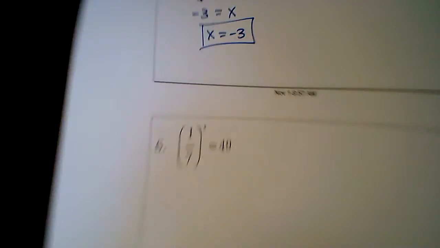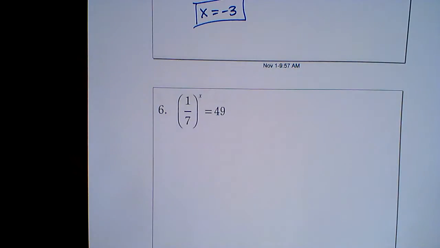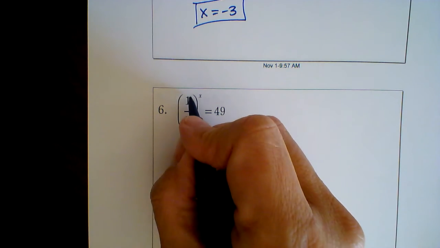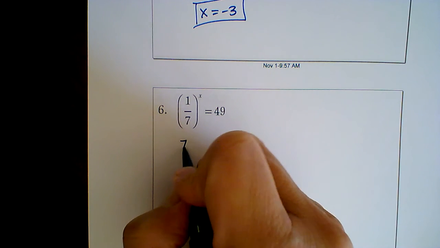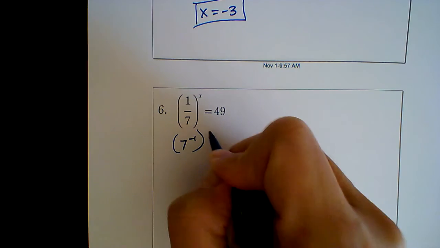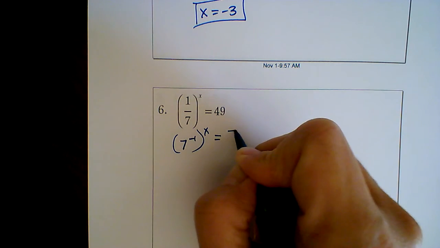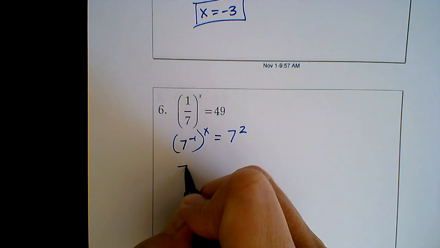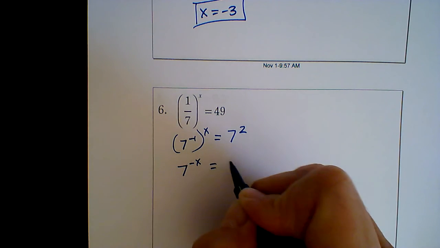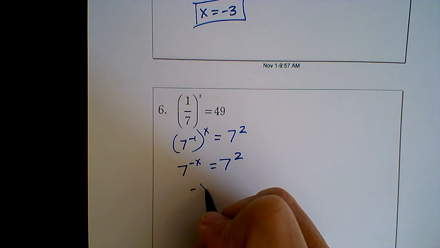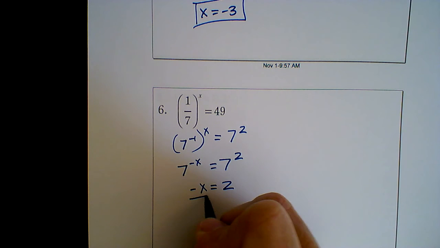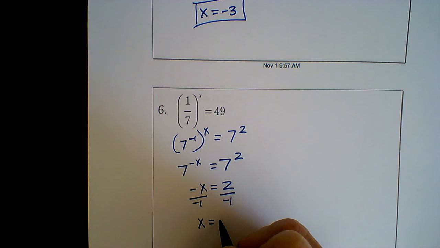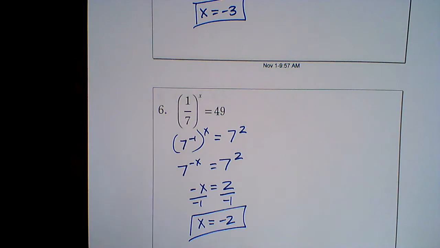There's another situation that looks like this. I know I need to have both of these sides so that they have a base of 7. So 1 over 7 would give me 7 to the negative 1 raised to the x. 49 is 7 squared. Power to a power again. So 7 to the negative x is equal to 7 squared. Negative x equals 2. Divide both sides by negative 1. X equals negative 2.